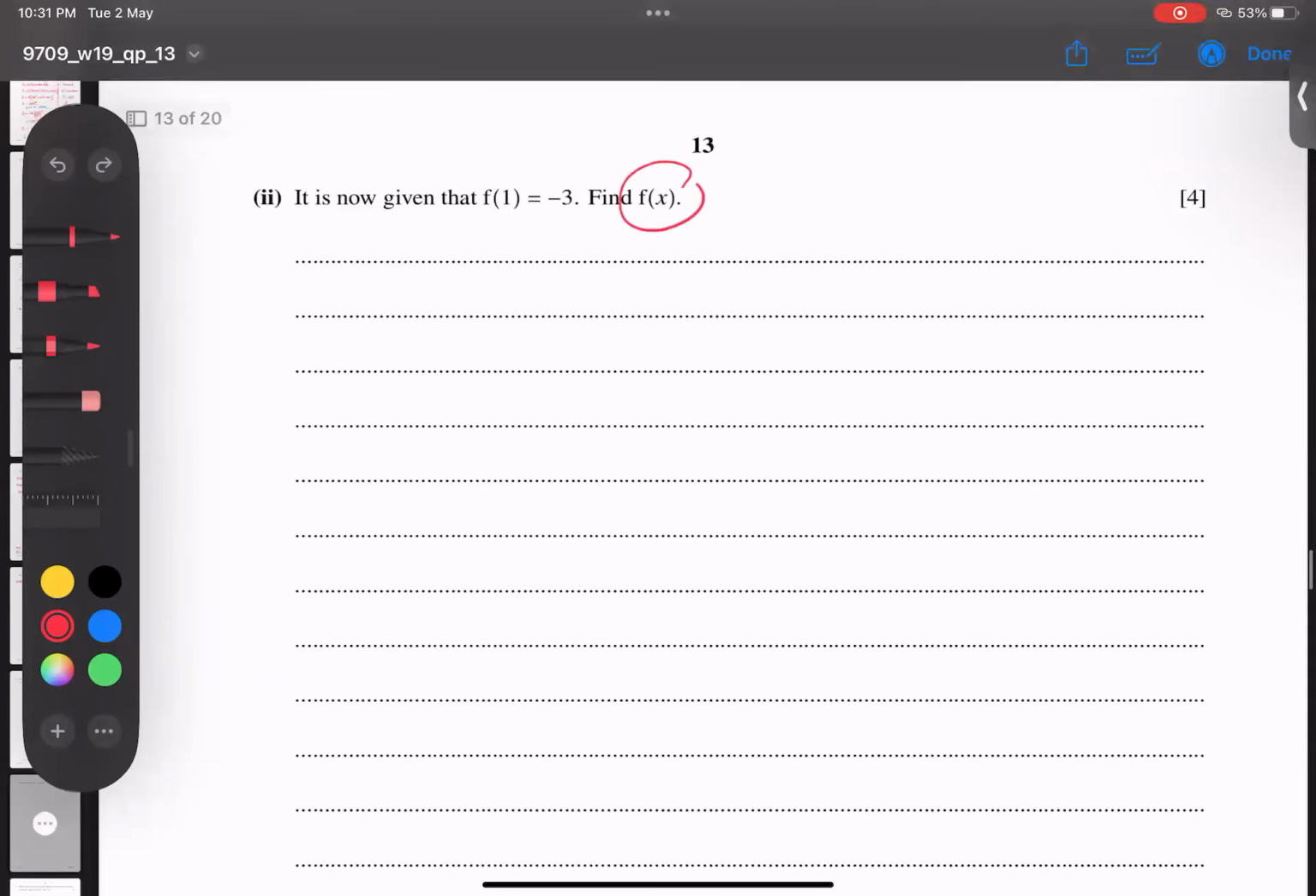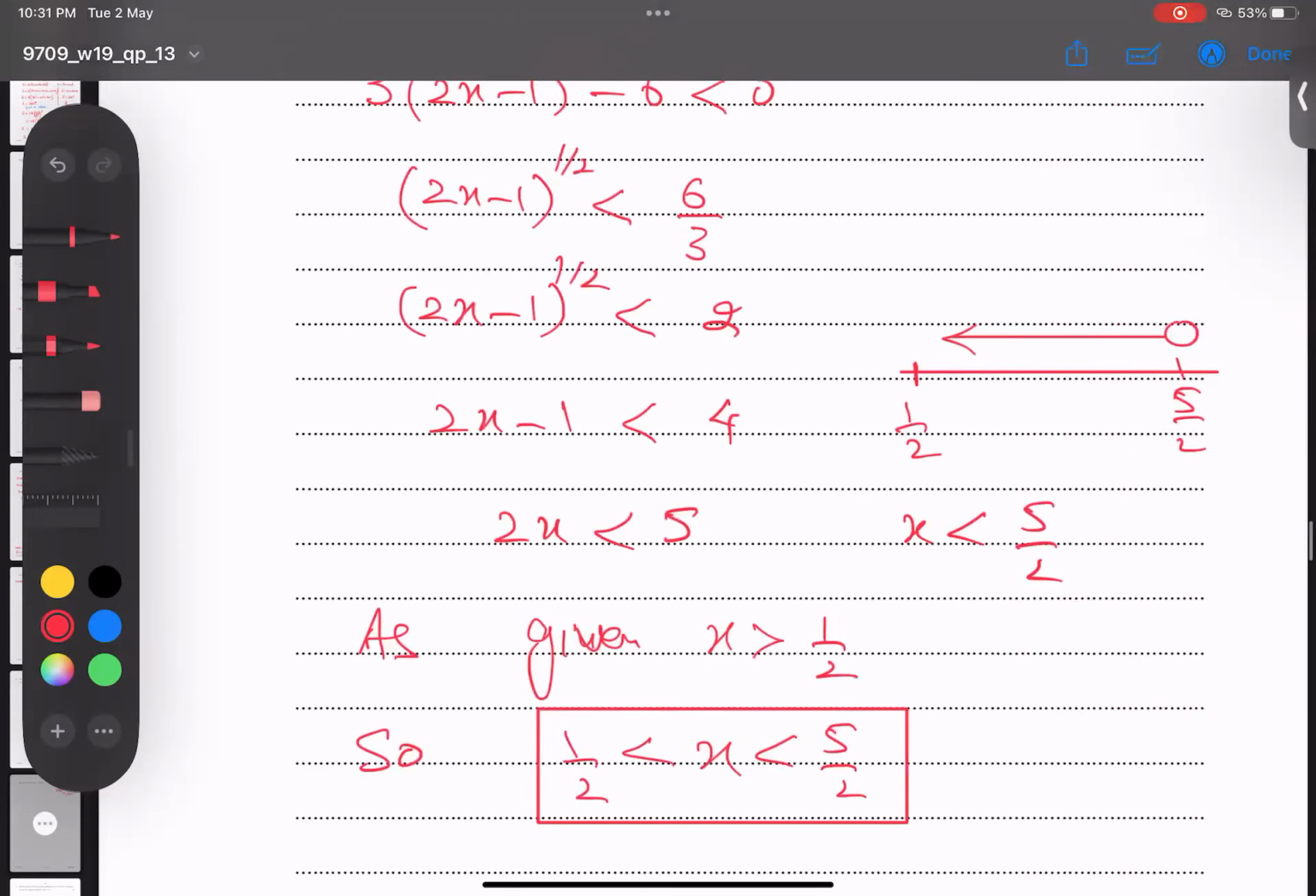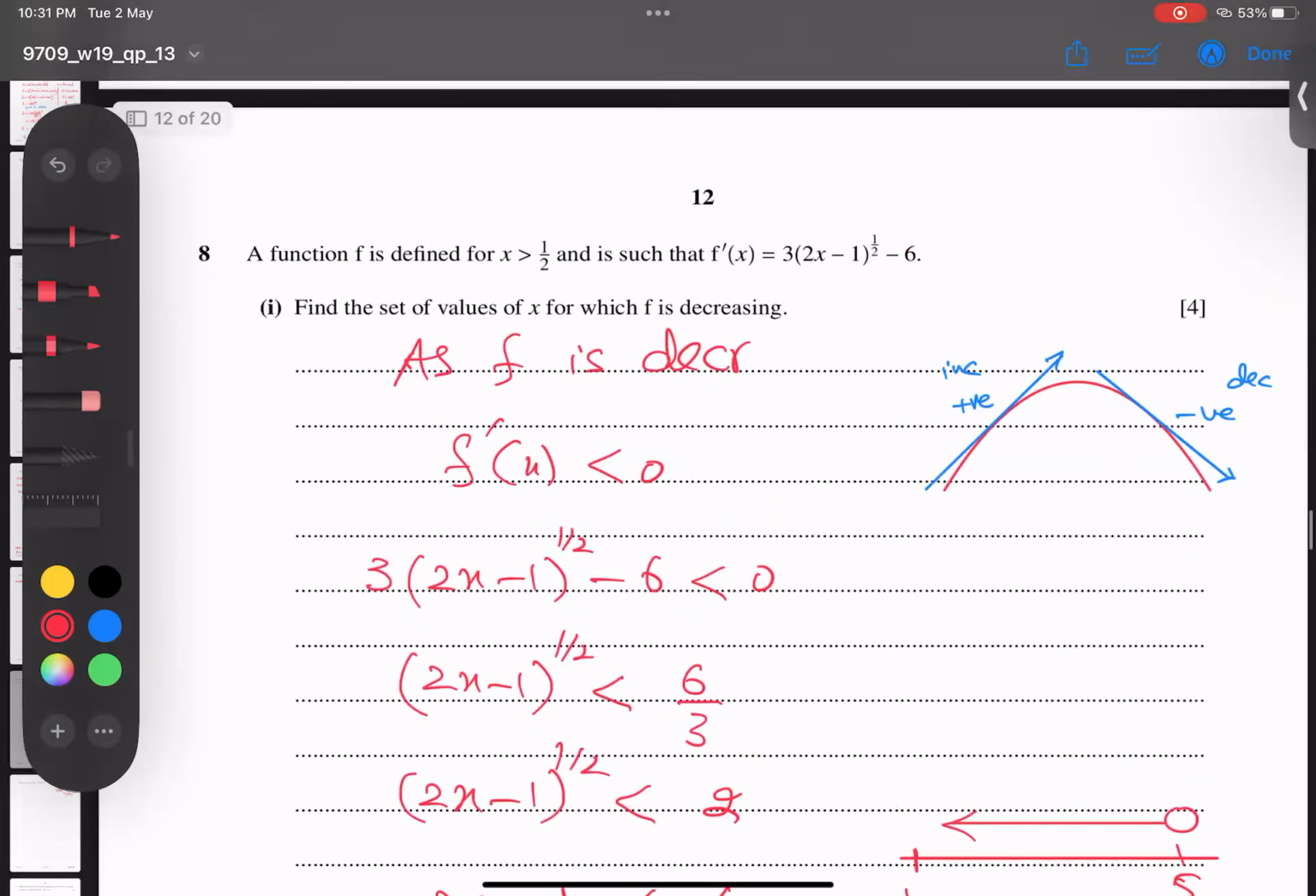Is asking f of x. For your knowledge, whenever we have a function given and we differentiate, we get f dash of x. Whenever I need the function back, I have only one choice, that is integration. So I will integrate. But what do I integrate? The equation of the curve given by him is here.